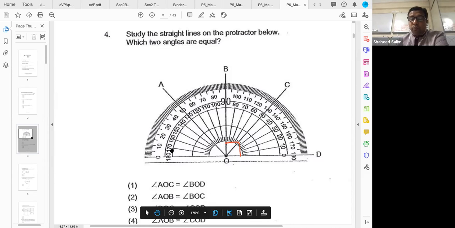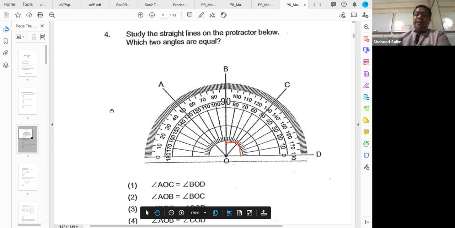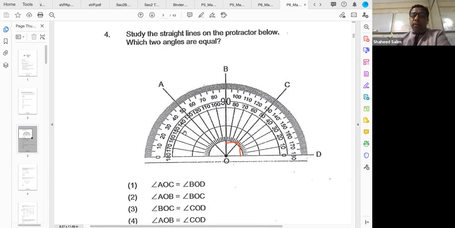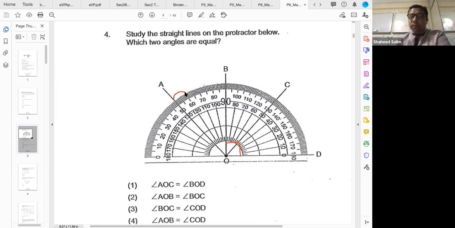Okay, we go through Akil's first answers. Akil says BOD, answer is 1. So BOD is number 2, let's check. Shakil says he doesn't know how to measure. So okay, you say AOB. Let's see, AOB is how many degrees? You count from 10, 20, 30, 40. Just nice. You see, it's all on the line. So this is 40 degrees.